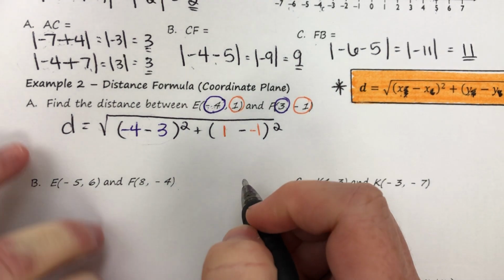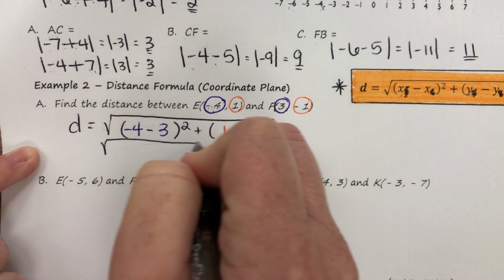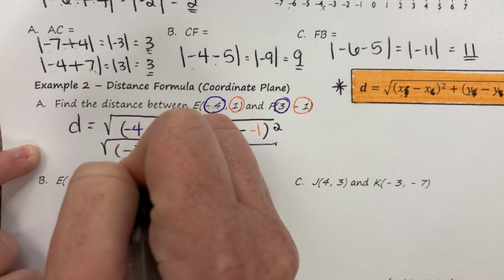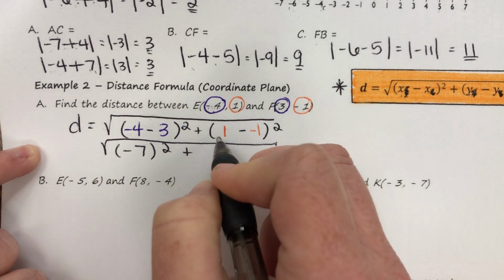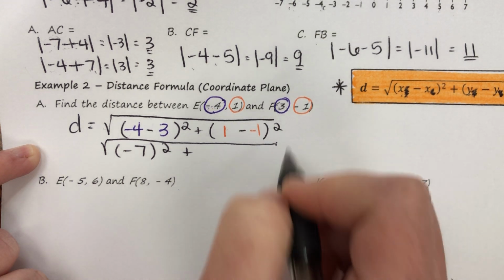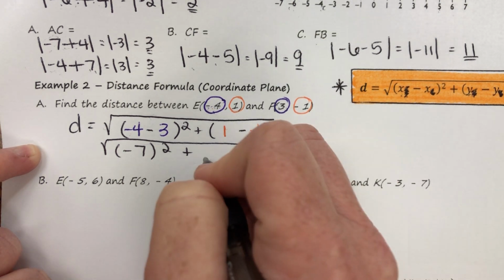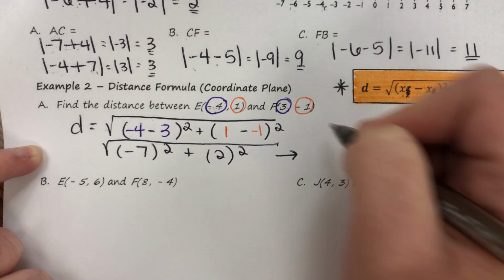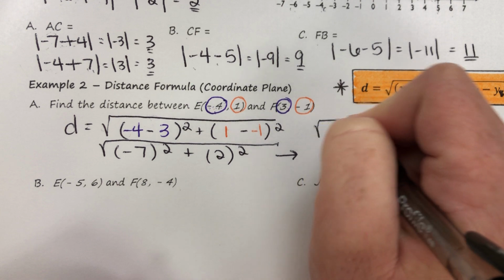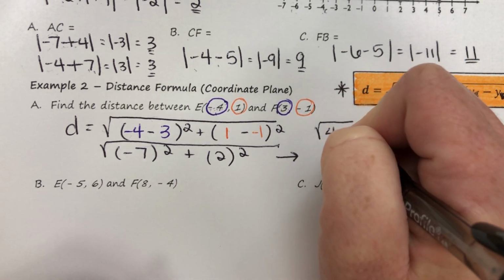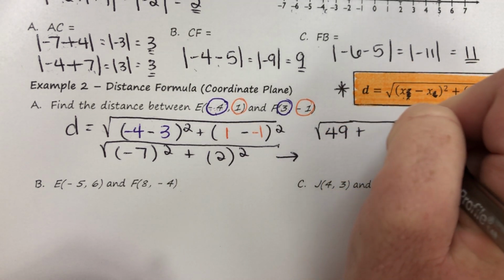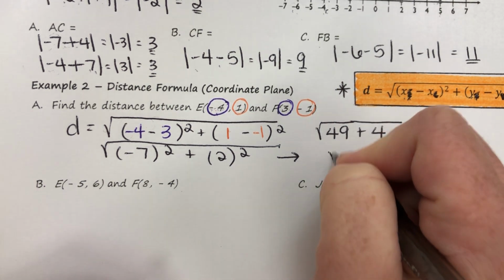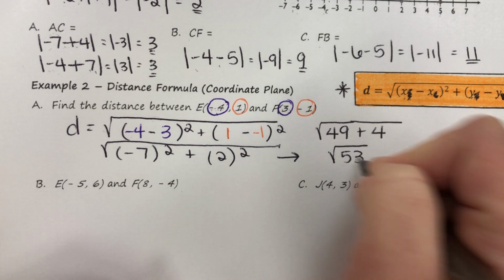Now I can start simplifying. So square root of -4 minus 3 is -7 squared. 1 minus -1 actually becomes 1 plus 1, which is 2 squared. So when I start simplifying, I'm going to do it up here. Square root of -7 squared is 49 plus 2 squared is 4. 49 plus 4 is 53.